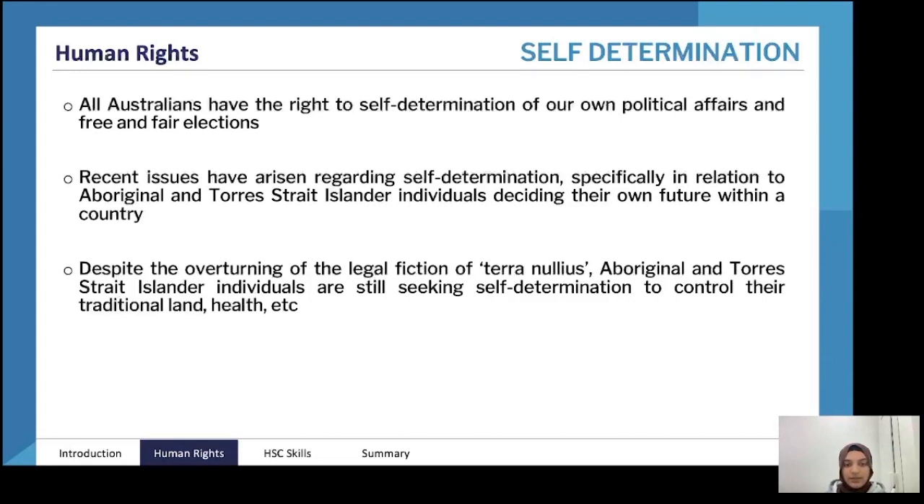Recent issues that have arisen include self-determination specifically in relation to Aboriginal and Torres Strait Islander individuals deciding their own future within a country. Despite the overturning of the legal fiction of terra nullius, Aboriginal and Torres Strait Islander individuals are still seeking self-determination to control their traditional land and health, etc. And we know that in the news, you may have heard of the vote for the Aboriginal Voice, which is definitely something you can discuss in your responses if it comes up.